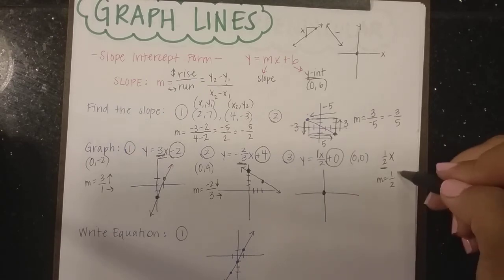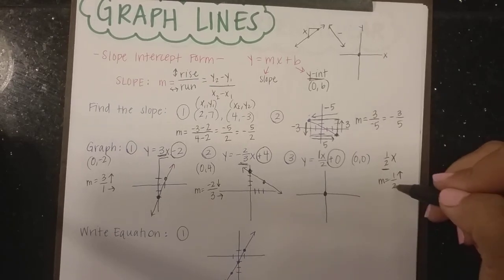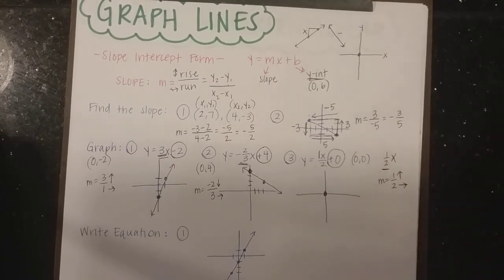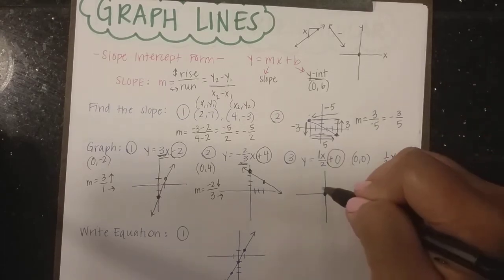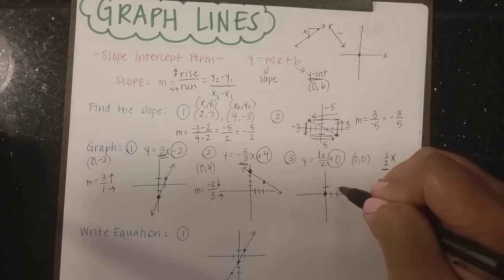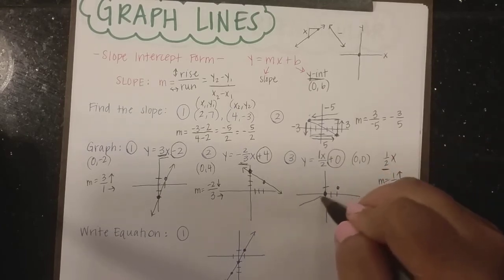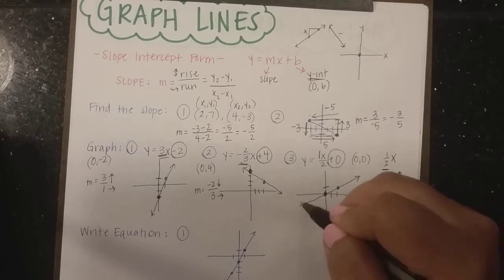Okay, a +1 means I'm going to go up. A +2 means I'm going to go to the right. So that means from 0, 0, I'm going to go up 1 and right 2. So up 1, right 2. And then I can draw my line through.